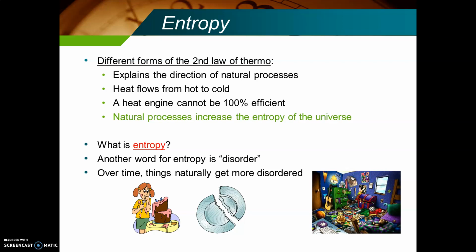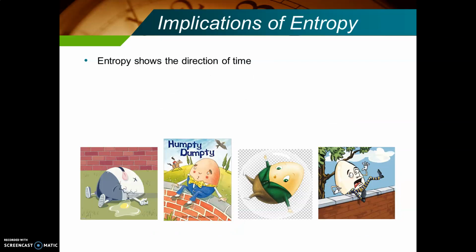You clean up your bedroom. It's beautiful. But over time, it's not going to get more clean if you do nothing. It's only going to get less clean. So naturally, things always become more disordered. But there's kind of a cool implication from this, because it means that entropy can be used to show the direction of time. So consider the nursery rhyme Humpty Dumpty.